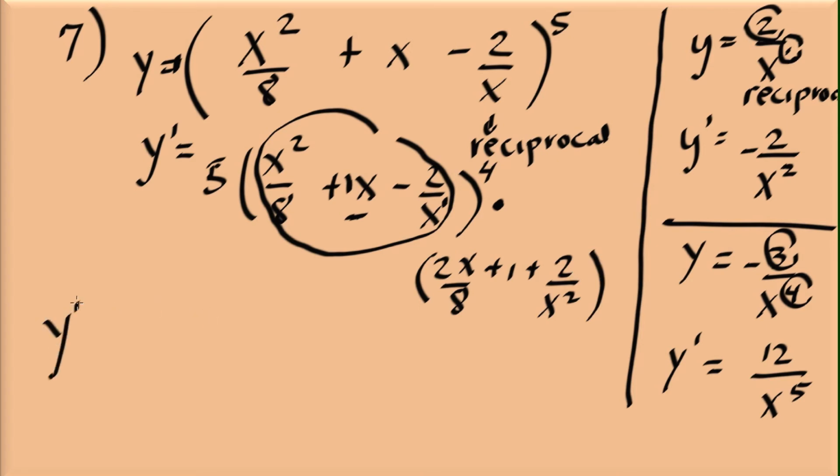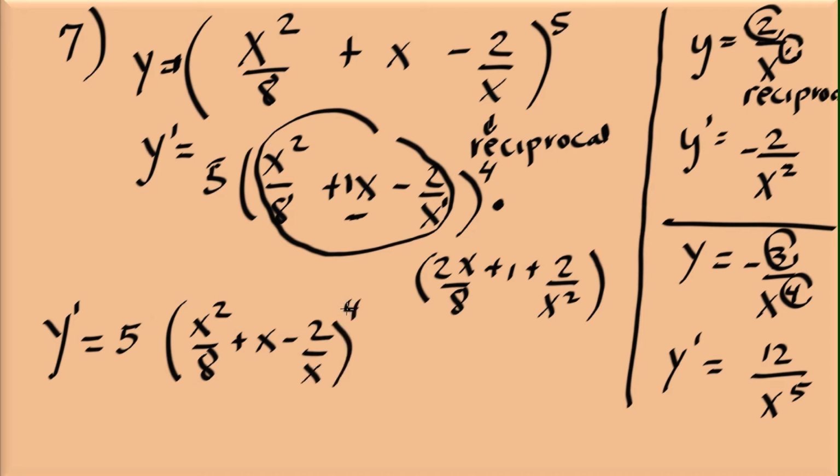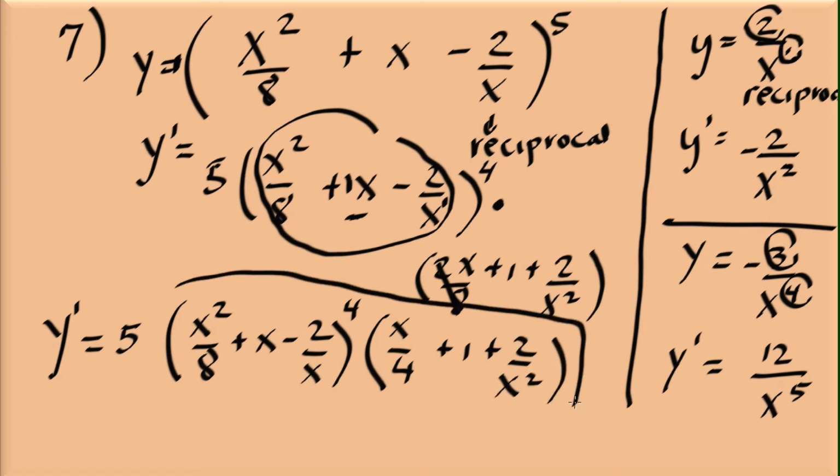We just need to organize our final answer. So the derivative is going to be 5 times x squared over 8 plus x minus 2 over x raised to the fourth times, okay, 2 eighths is 1/4. So you say x over 4 plus 1 plus 2 over x squared. Okay, so this is our derivative.